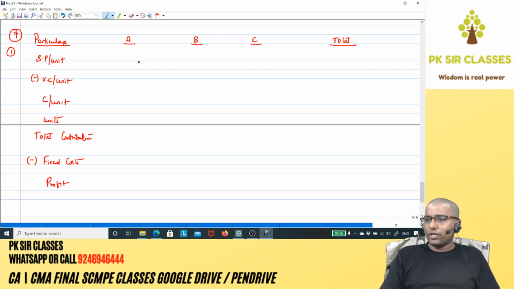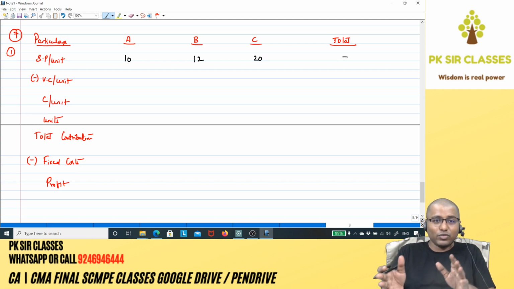Chalo, selling price per unit for A, it is 10. Given in the question, B 12. Given in the question, C 20. Okay, here there is no question of total. You cannot total 10 plus 12 plus 20. Okay, selling price per unit cannot be totaled. Next, variable cost per unit. Is it given? Nope, not given.